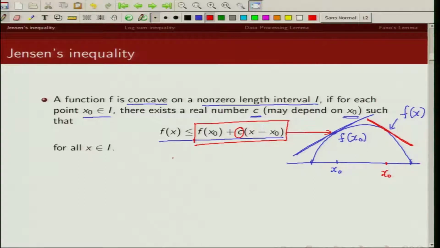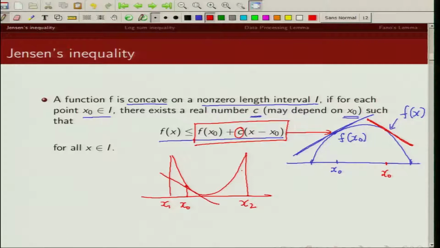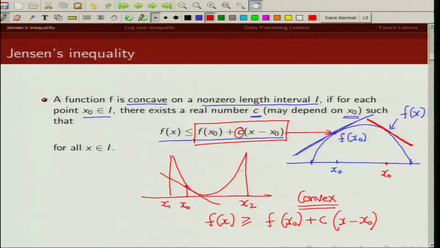Now if the function is convex, then you will have a function like this. Let us say this is a function defined over this interval x1 to x2, and take any point. Let us take this point x naught. If I draw a line passing through x naught, then for the function to be convex, f of x should be above this line. This is the condition for a function to be convex, and the earlier one is the condition for the function to be concave.